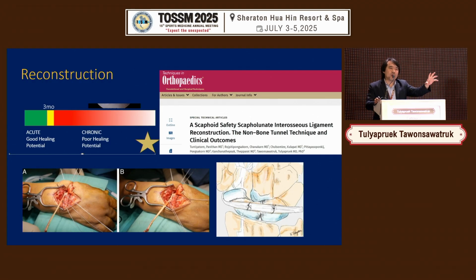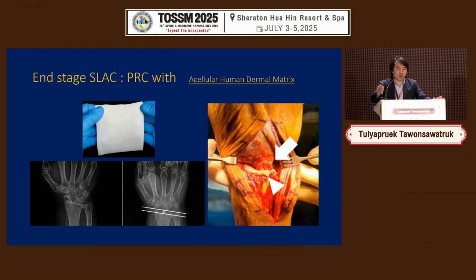But normally, when we do this type of injury reconstruction, you have to make a hole in the scaphoid and cause cartilage damage. But we developed a new technique that wraps around the scaphoid, not involving the cartilage. We protect that. And this is tissue engineering by use of acellular human dermal matrix.